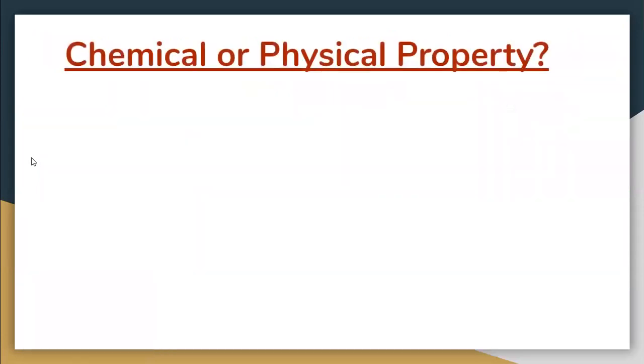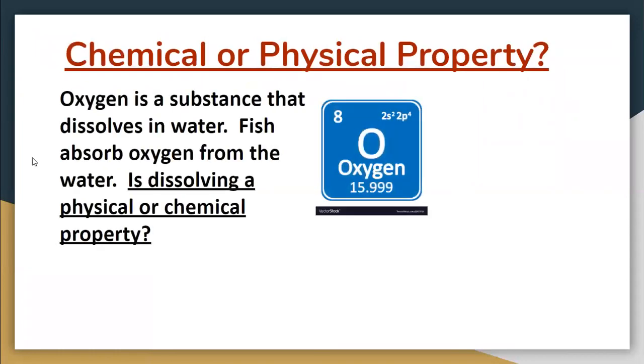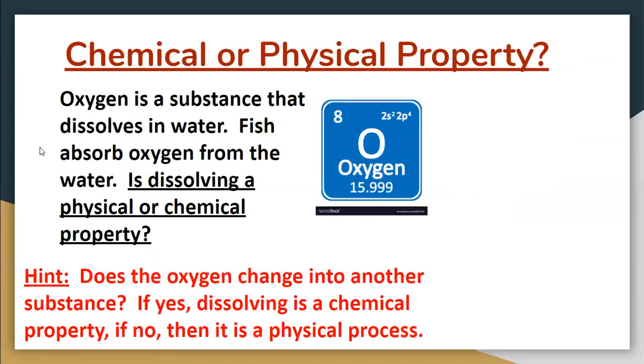So you have to decide, is this a chemical or a physical property? Oxygen is a substance that dissolves in water. Fish absorb oxygen from the water. Is dissolving a physical or a chemical property? What do you think? Well, here is your hint. Does the oxygen change into another substance when it's dissolved? If yes, dissolving is a chemical property. If no, then it is a physical property.